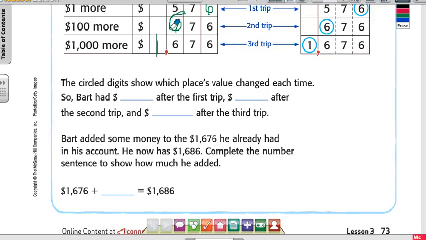Okay. It says the circled digits show which place value changed each time. So Bart had blank after the first trip. How much money did he have after the first trip? 576 after the first trip. So how much money did he have after the second trip? 676. And then how much money did he have after the last trip?